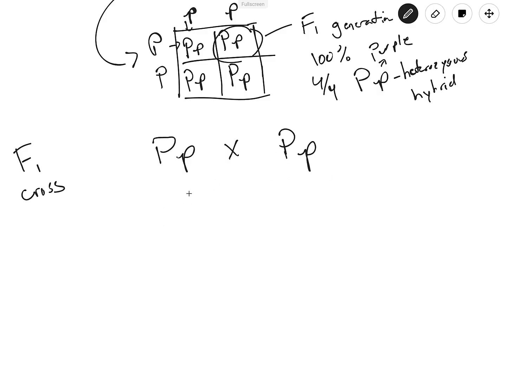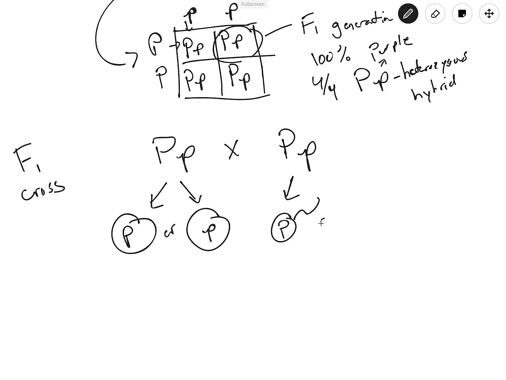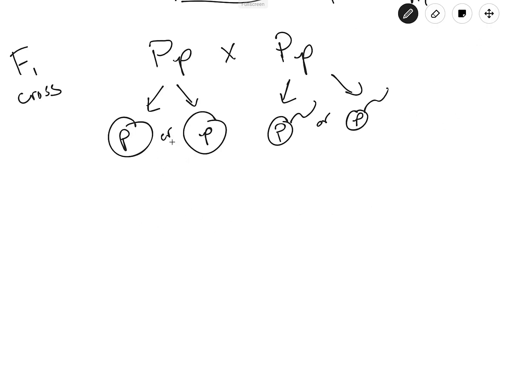So again, we have the law of segregation. This parent, let's say mom, can make an egg with a big P or an egg with a little p. And this parent is dad, can make a sperm with a big P or a sperm with a little p. And then each one of them will pass on one allele. So we have 2 possible gametes from mom, 2 possible gametes from dad. So we need a 2 by 2 box.